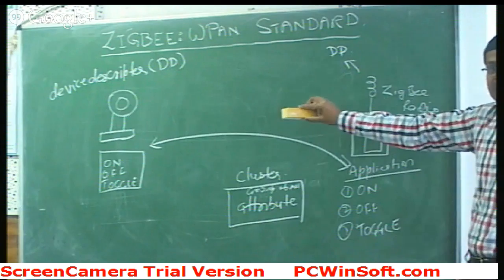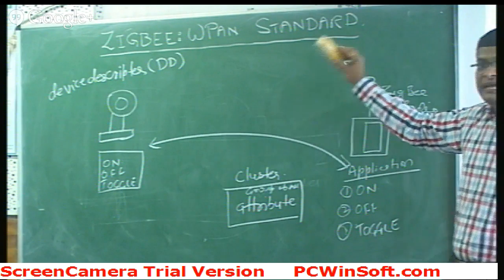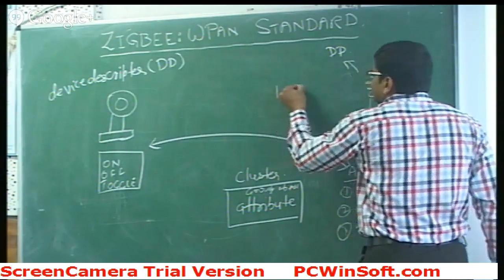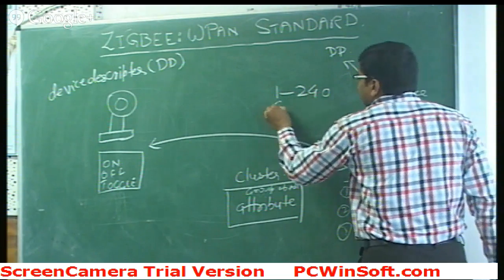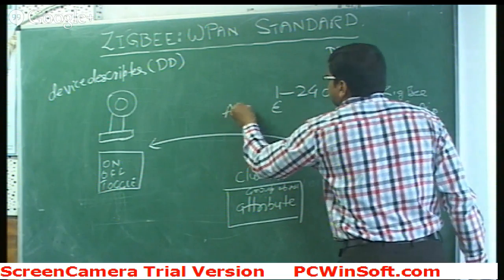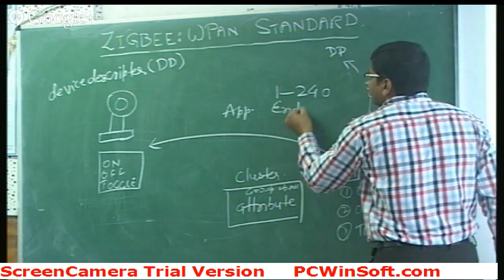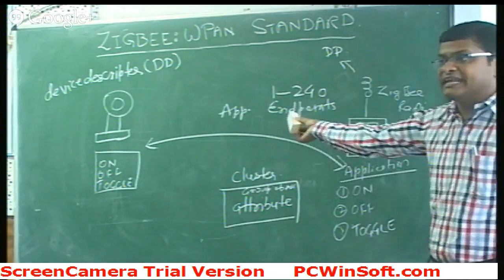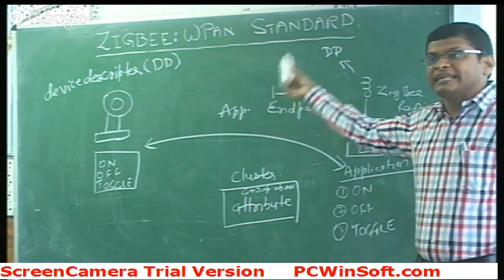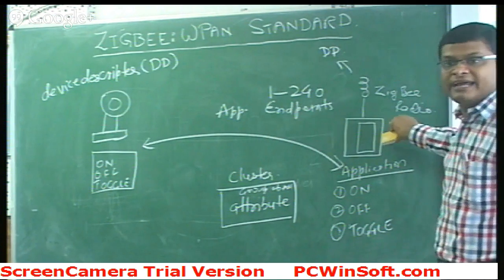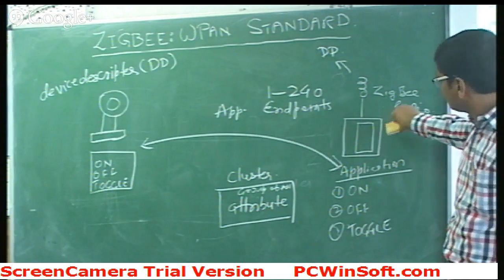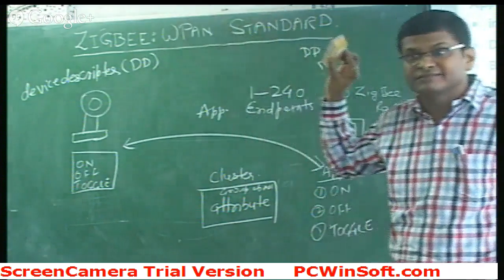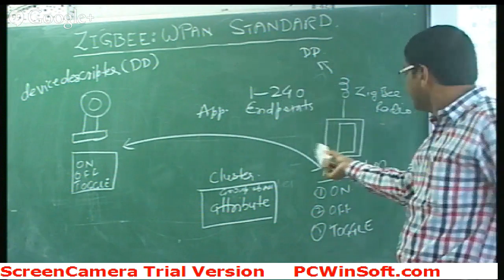And every device descriptor can have up to 1 to 240 application endpoints, which are user defined. An application endpoint is nothing but an application which is running over a device. So this switch can concurrently control around 240 devices with different applications running on it.